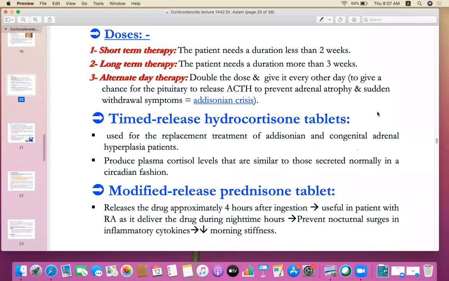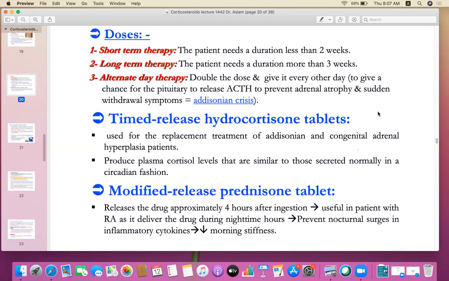Long term therapy: the patient needs a duration of more than 3 weeks. So this is the most important: what do you mean by short term therapy and long term therapy? Less than 2 weeks, short term therapy. More than 3 weeks, long term therapy. And generally, most of the side effects are with the long term therapy.